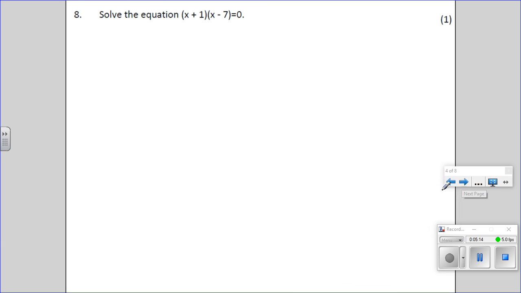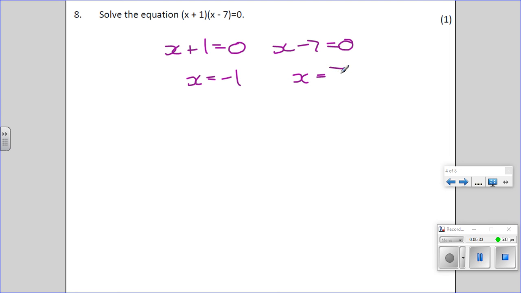Okay, moving on, we've got solving the equation (x plus 1)(x minus 7) equals 0. So what I want to do is say that that means x plus 1 equals 0 and x minus 7 equals 0. So then x is equal to negative 1 and x is equal to 7. Now both of these have to be correct for the mark.